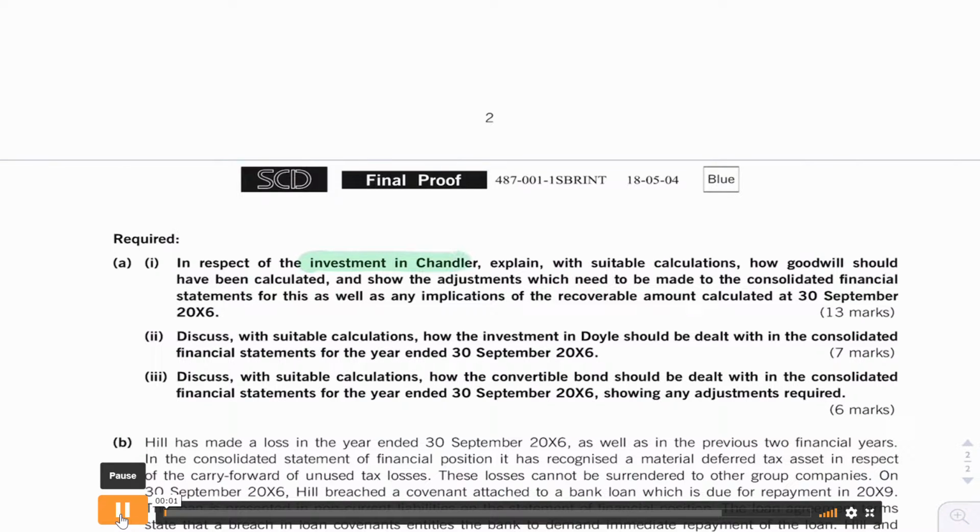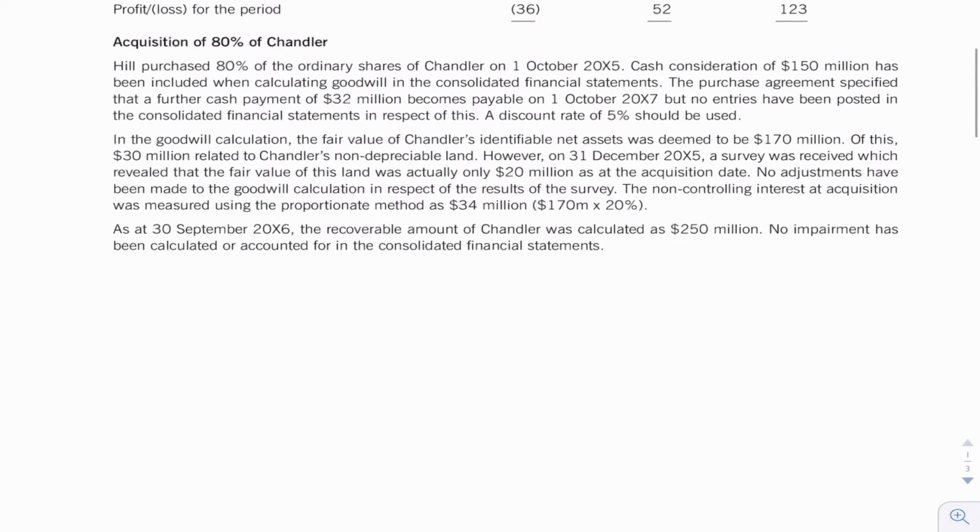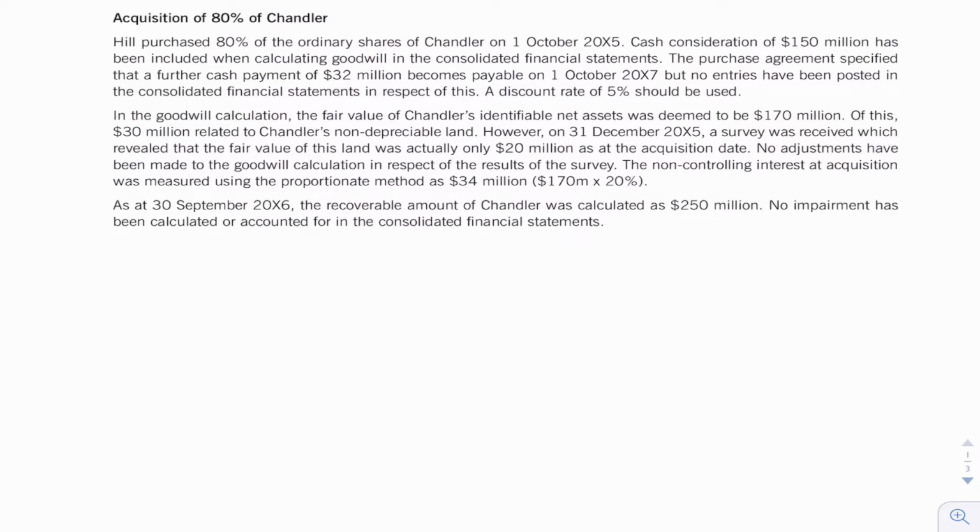So looking at the investment in Chandler, explain with suitable calculations how goodwill should have been calculated, show the adjustments that need to be made, as well as any implications of the recoverable amount. So let's do it then. The acquisition of Chandler says work out goodwill. So I want the fair value of consideration, I want NCI, and I want the fair value of net assets acquired.